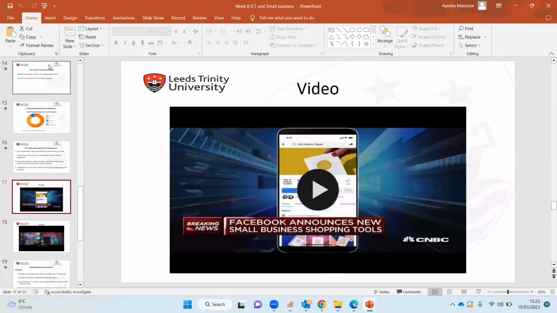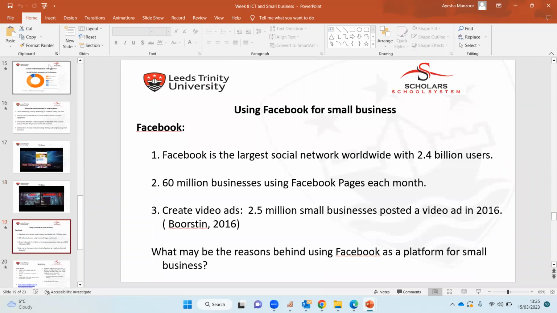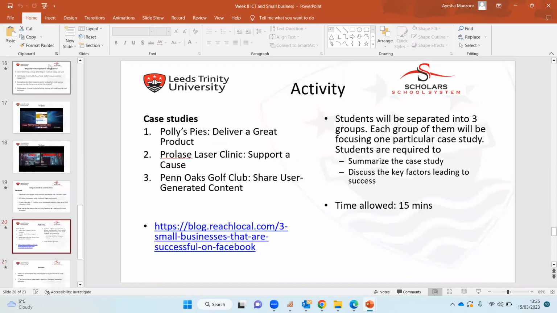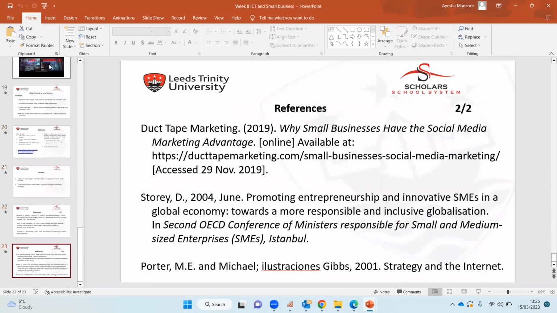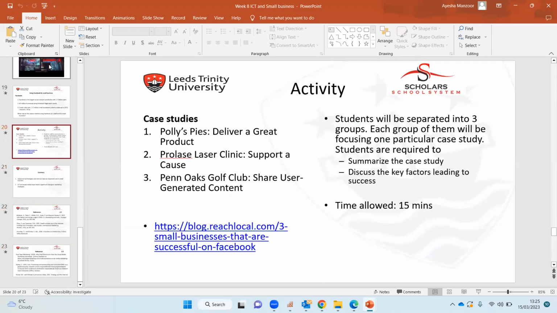in which they gave an example of how small businesses announce new small business shopping tools, for example, on Facebook or on various other websites as well. And these are the points that we drew from watching the video. And then that was the case study that we discussed in the class. And the references for the materials utilized in the slides have been provided there.